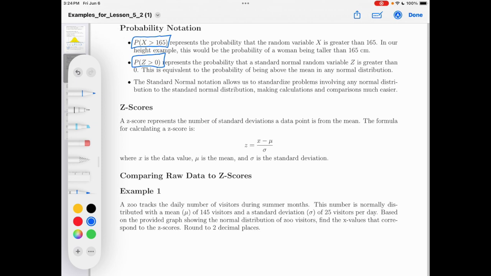Now, the formula to find your z-score, and this can be used to find the x value as well, given the z. Here is our formula. The x is our data value, μ is the mean, and σ is the standard deviation. Now, if I solve this for x, if I'm given the value of z and I want to find x, then that formula looks like this.